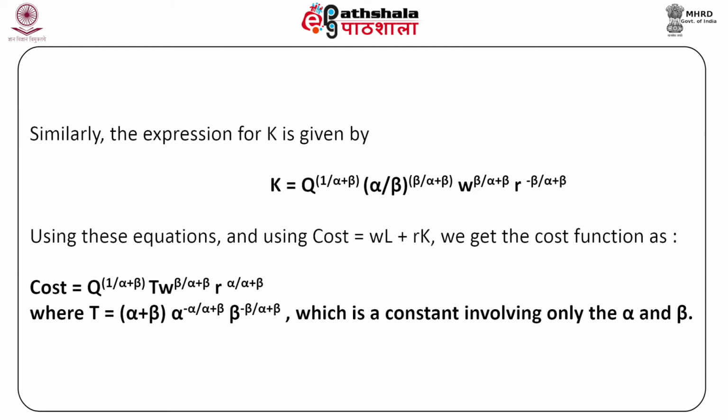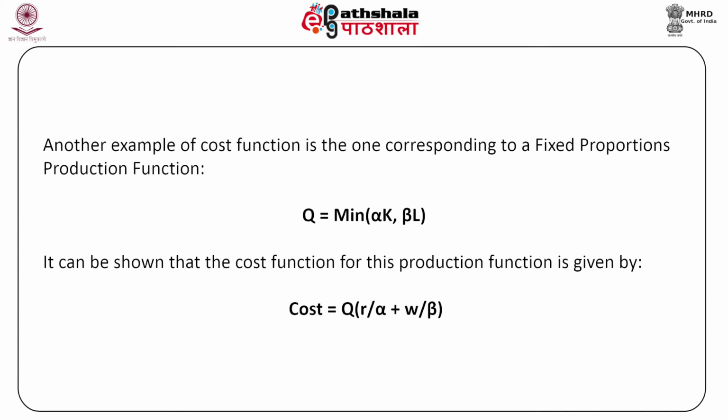Another example of cost function is the one corresponding to a fixed proportions production function. Q is the minimum of alpha into K and beta into L. It can be shown that the cost function for this production function is given by cost is equal to Q in bracket r upon alpha plus w upon beta.